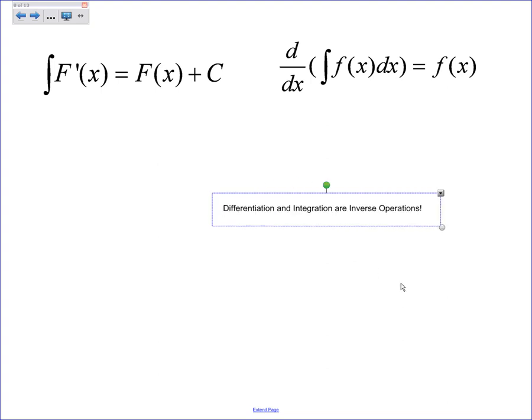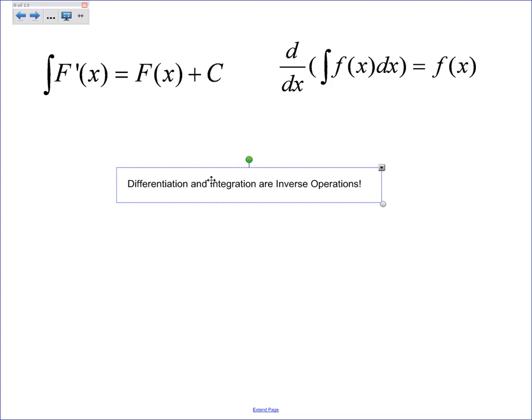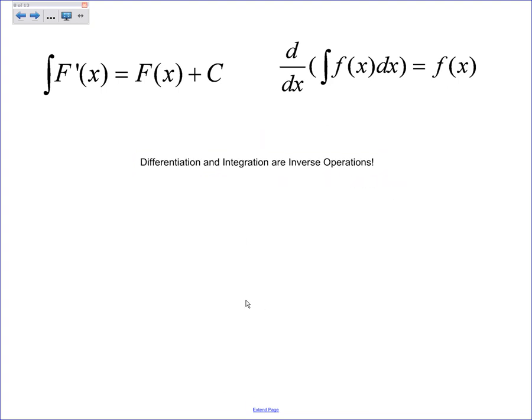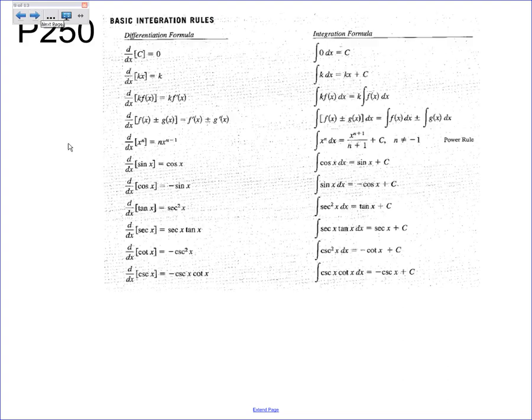It turns out that differentiation and integration are inverse operations. They do the opposite of each other. So if I take a derivative and then I take the antiderivative, we'll just go back where we started. Or if I take the derivative of an antiderivative, I go back where I started. They're inverse operations.